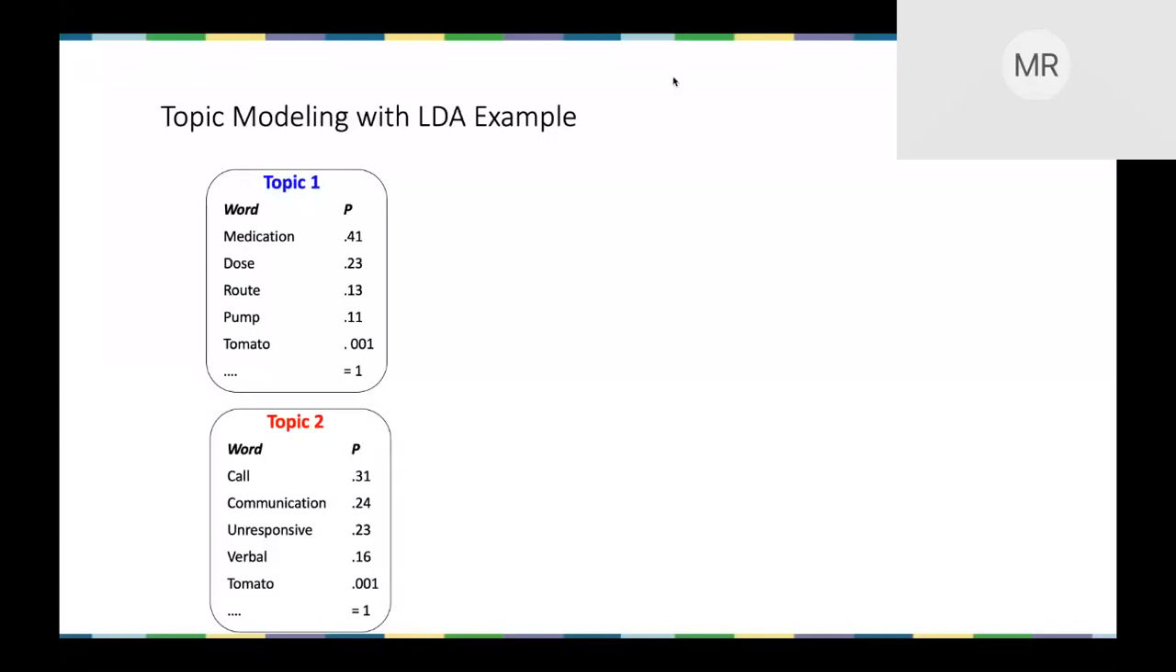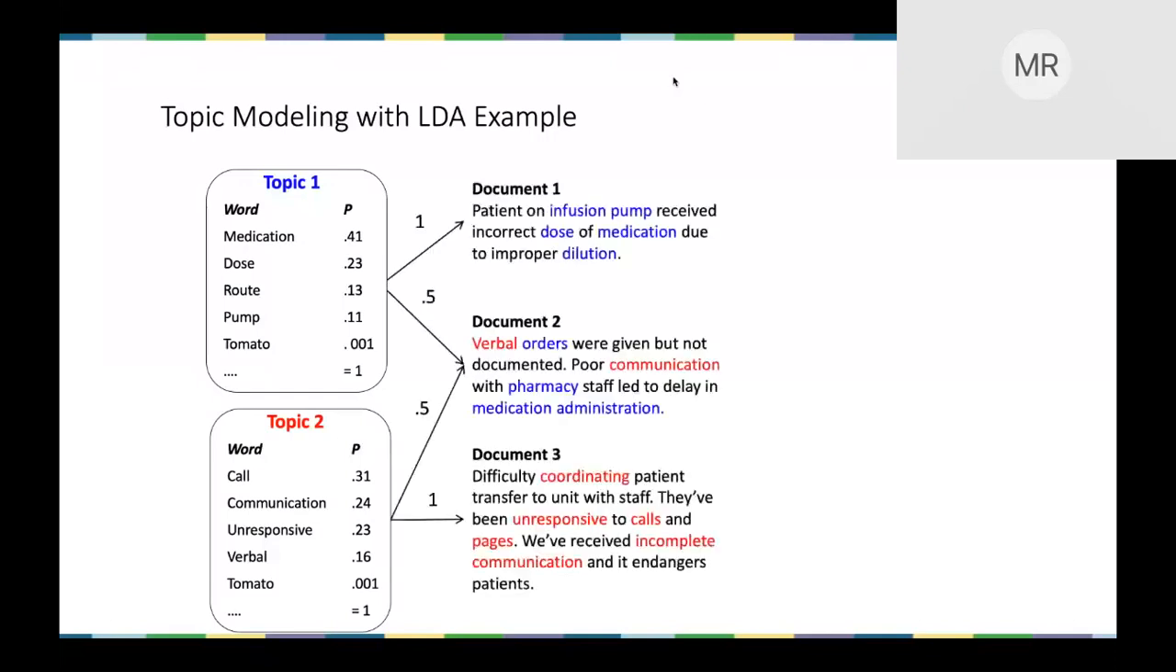The second topic is around a communication error. You would say things like call, communication, unresponsive, verbal, and again, very unlikely to say tomato unless you're talking about a tomato. So if you're thinking about those ideas, those are the types of documents you generate. And documents can be generated by a mixture of different topics too. At the top is a pure medication error. The patient's on an infusion pump and received the correct dose of medication due to improper dilution. The bottom one is a pure communication error, using those types of words you would see associated with a communication error. And in the middle is a mix. We had a medication error that stemmed from poor communication.